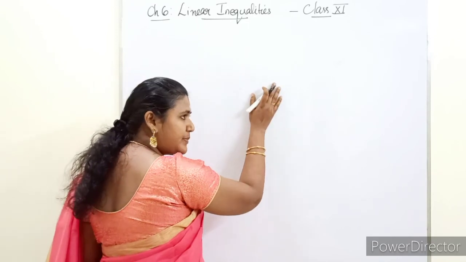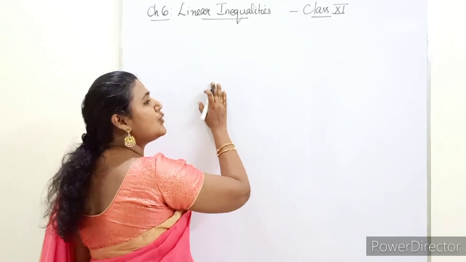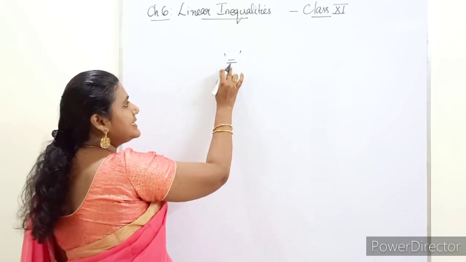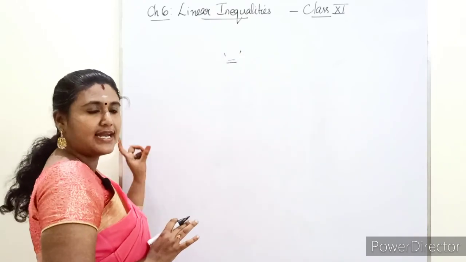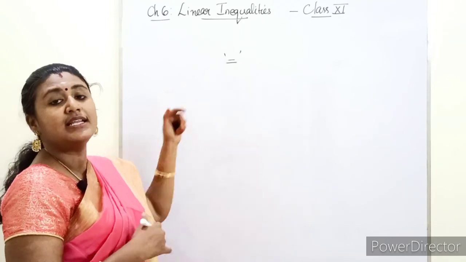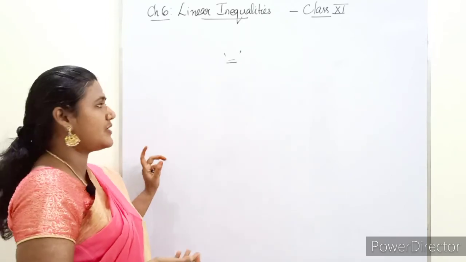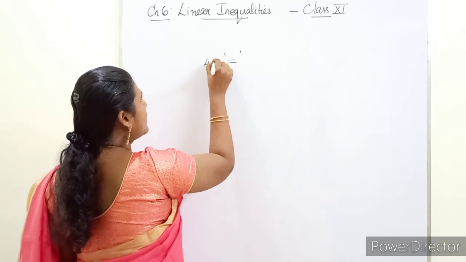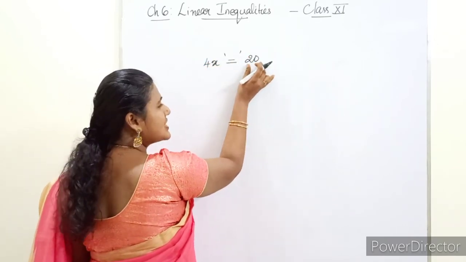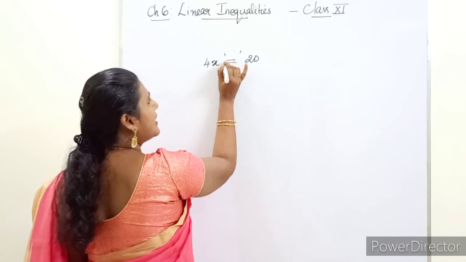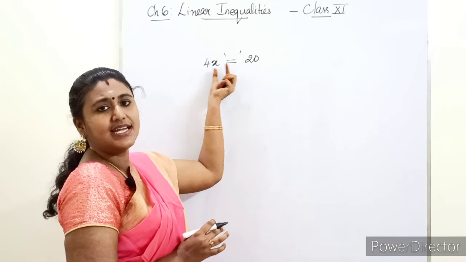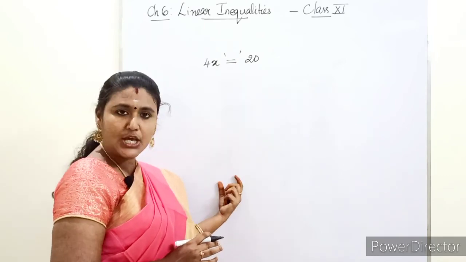When two algebraic expressions or two real numbers are connected by the equal sign, then we can call it an equation. For example, if I am writing 4x is equal to 20, here these two expressions are connected by the equal sign, so we can call this an equation.